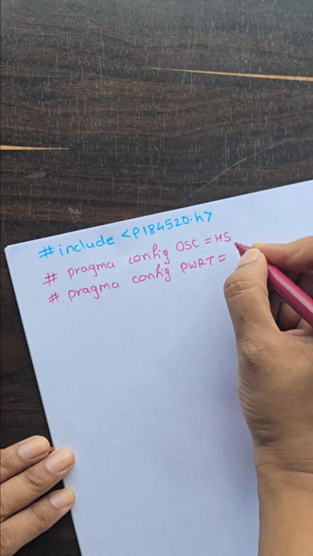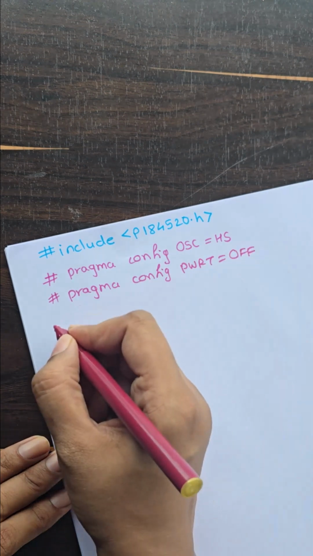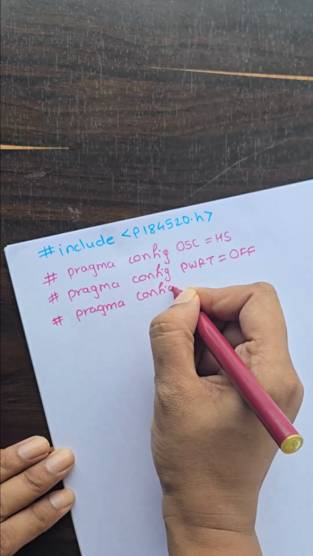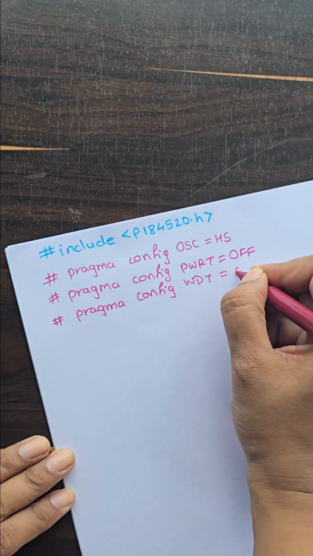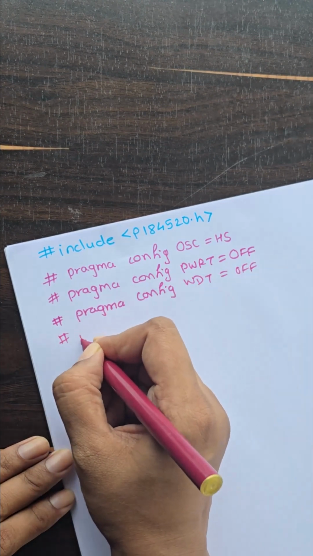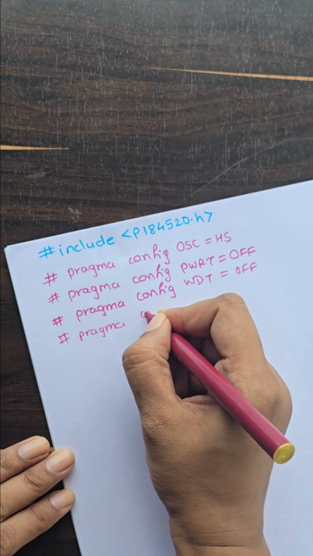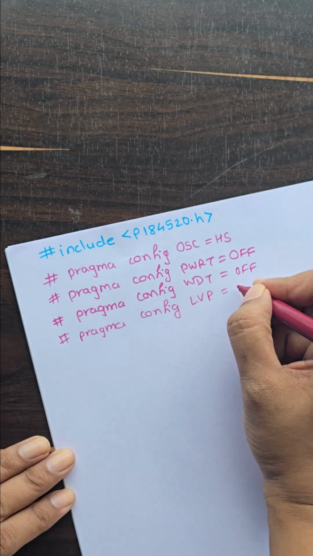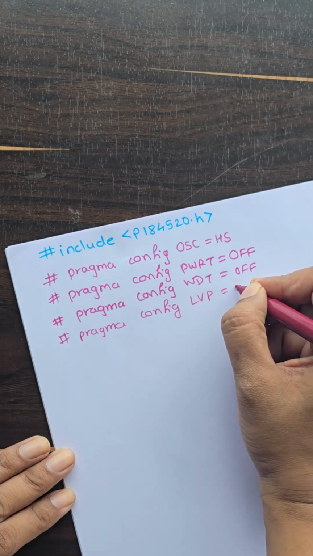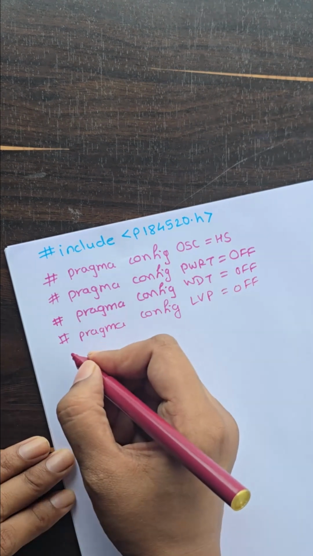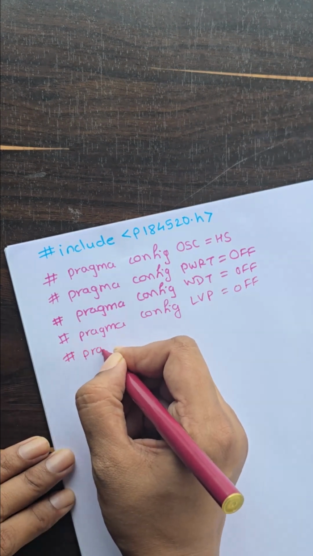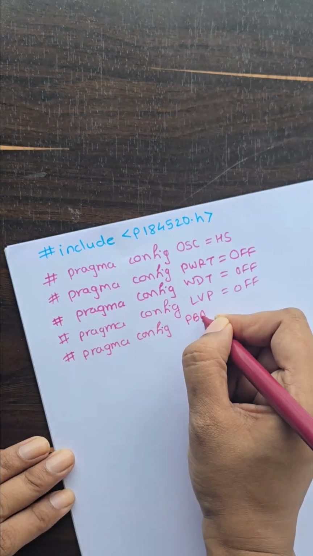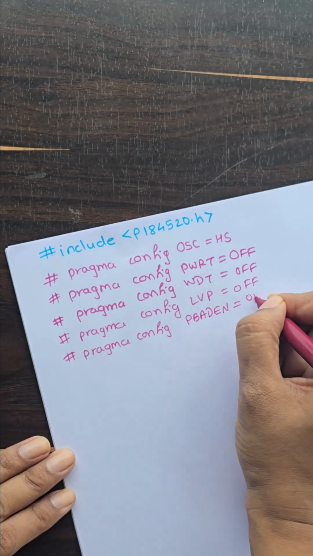Next, hash pragma config PWRT, which is power up timer, we will make it off. Next, hash pragma config WDT, which is watchdog timer, we will make it off. Hash pragma config LVP, which is low voltage power, we will make it off. Next, hash pragma config PBADEN, we will make it off.